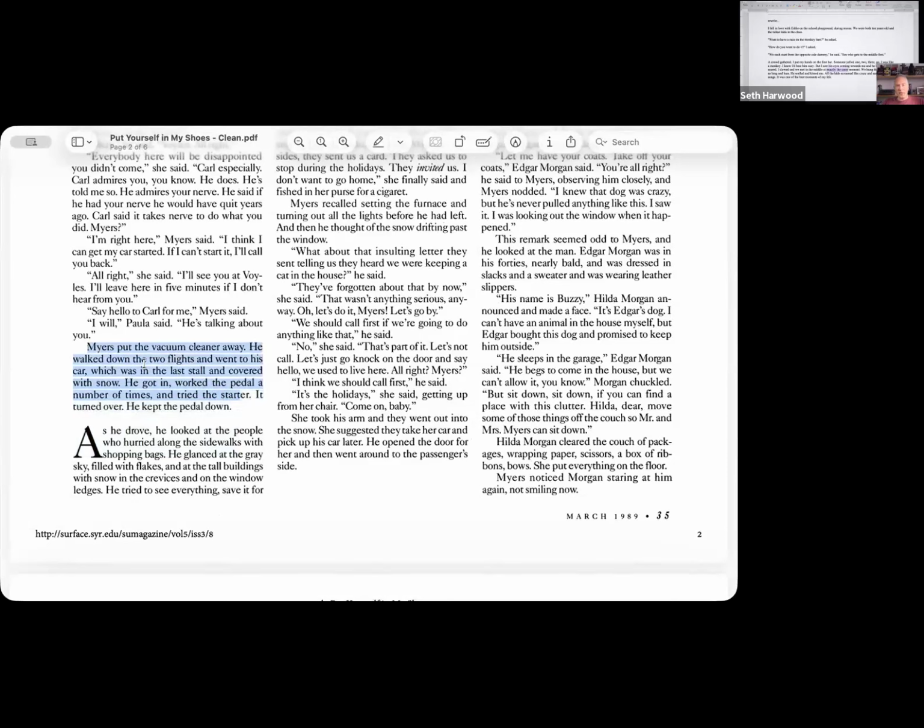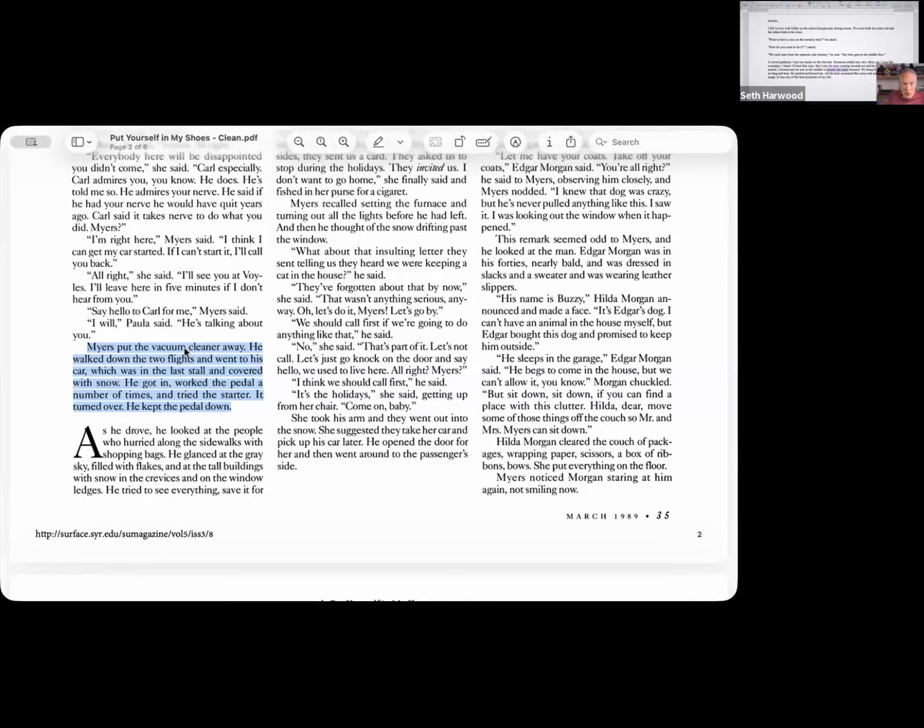He walked down the 2 flights and went to his car, which was in the last stall and covered with snow. He's staying in scene even after the so-called important stuff in the dialogue, them deciding to meet at the bar, has ended. And why does he do that? He does that to show the character doing things, and that helps us understand this is the kind of place that he lives in.